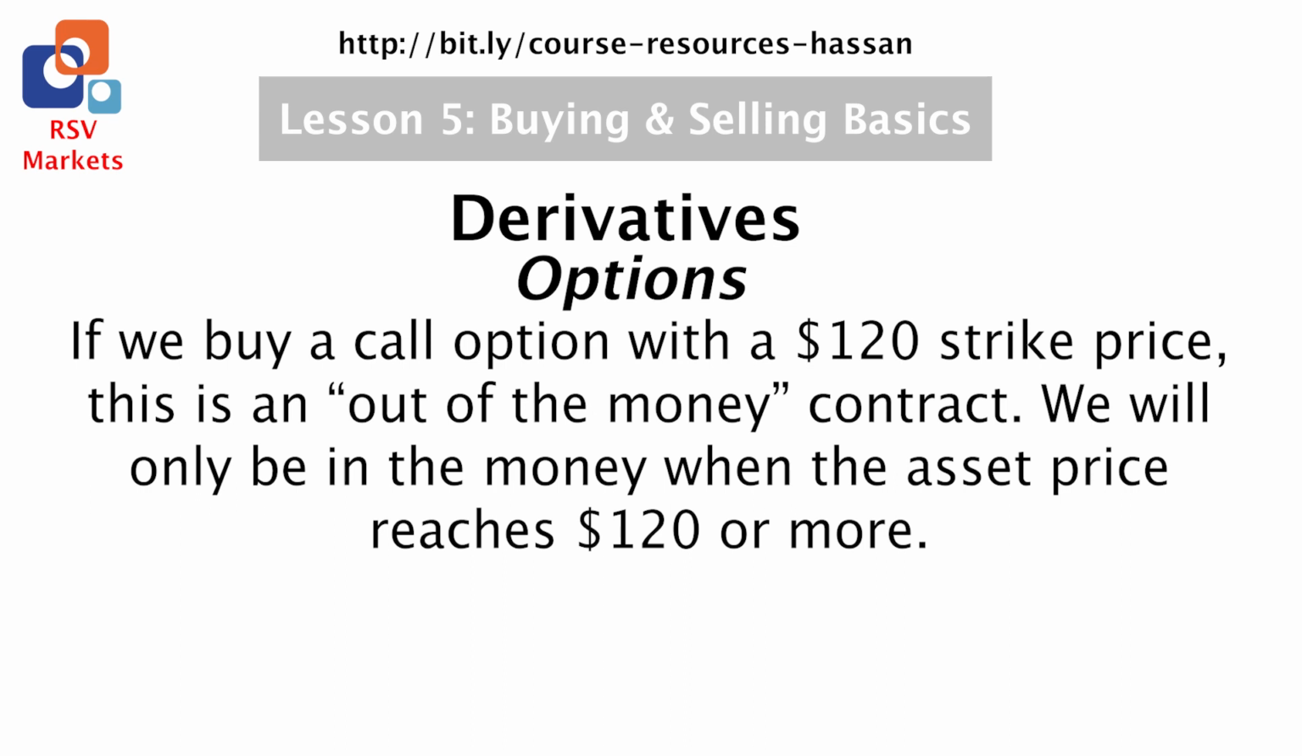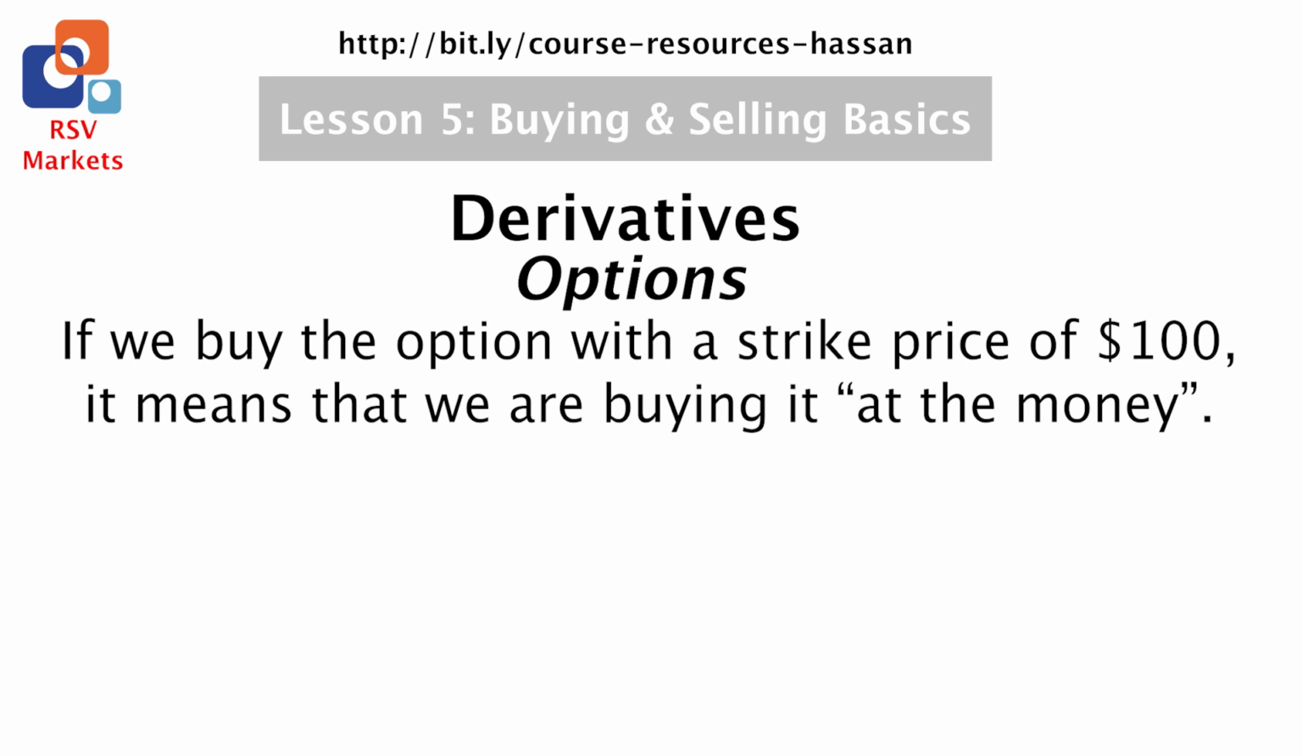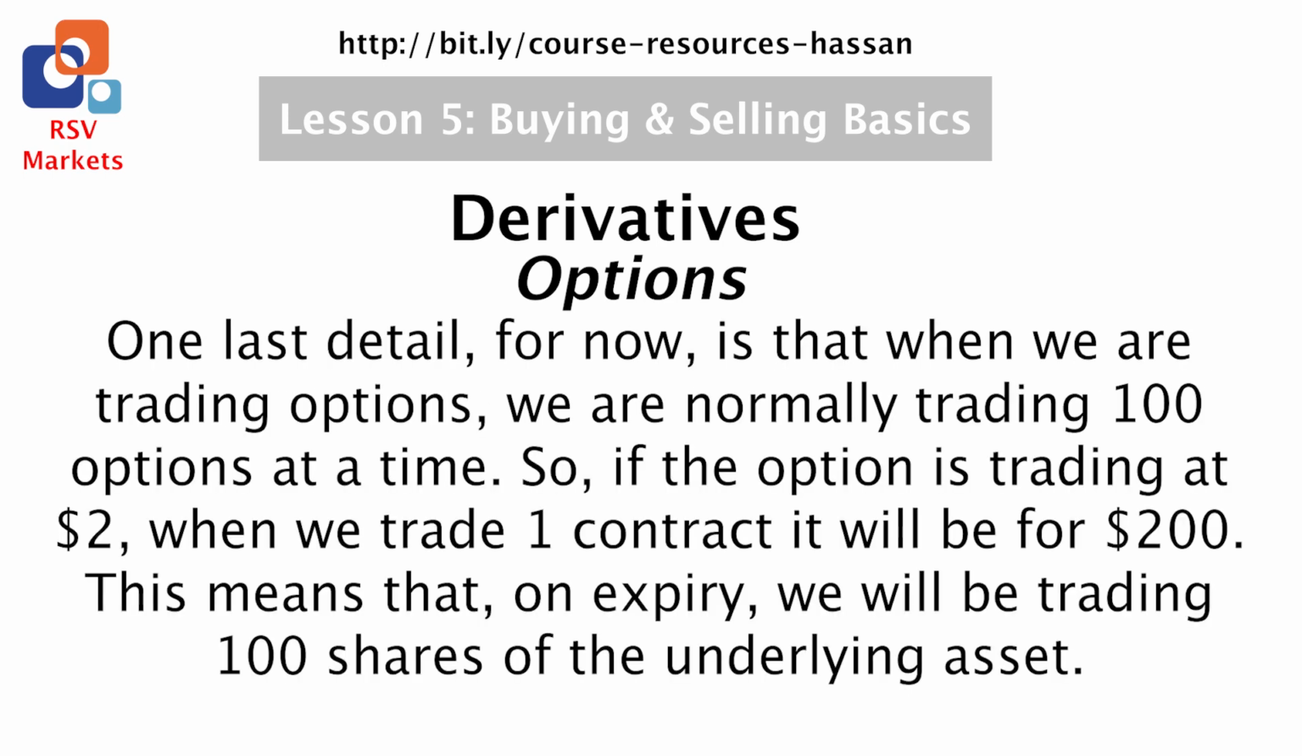If we buy a call option with a $120 strike price, this is an out of the money option. We will only be in the money when the asset price reaches $120 or more. If we buy the option with a strike price of $100, it means that we are buying it at the money. One last detail for now is that when we are trading options, we are normally trading 100 options at a time. So if the option is trading at $2, when we trade one contract, it will be for $200. This means that on expiry, we will be trading 100 shares of the underlying asset.